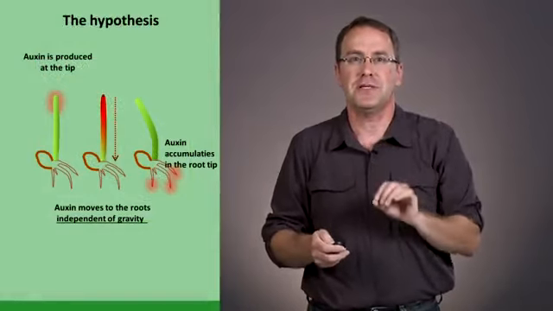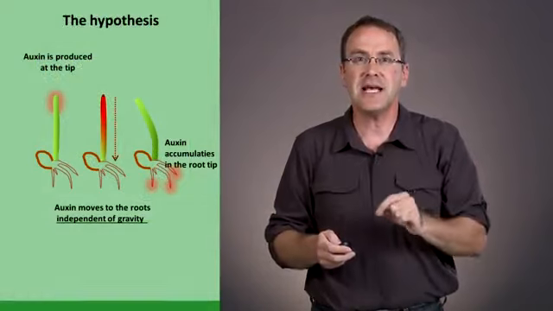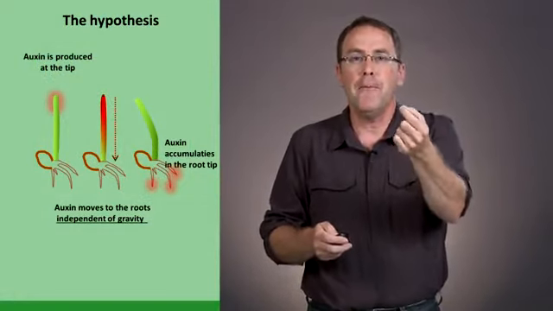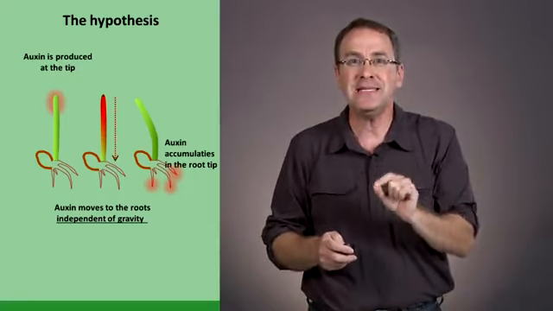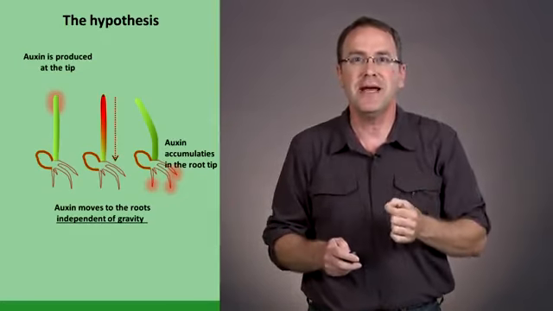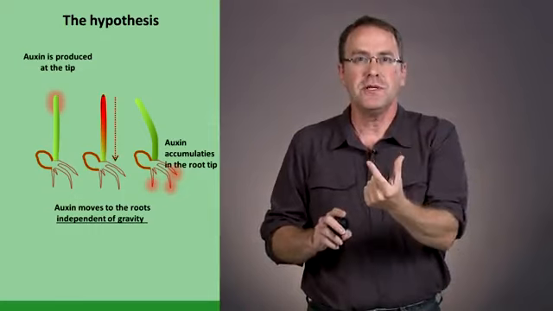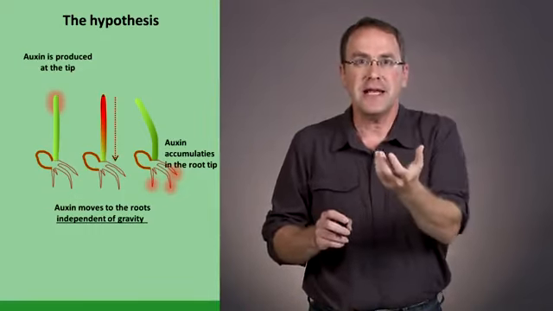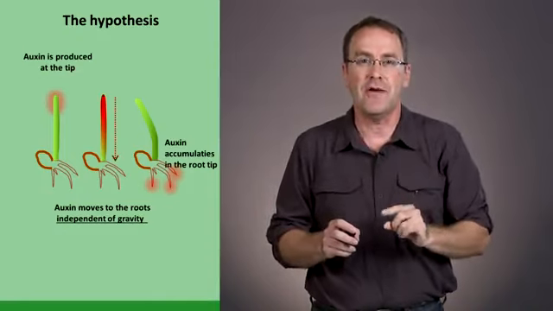So here's the hypothesis. The hypothesis is that auxin is synthesized in the shoot, and it moves to the root by a polar transport mechanism that is independent of gravity. I'll repeat that. It's a polar transport mechanism independent of gravity, with the root acting as a sink for auxin, the place where all the auxin will accumulate independent of gravity.